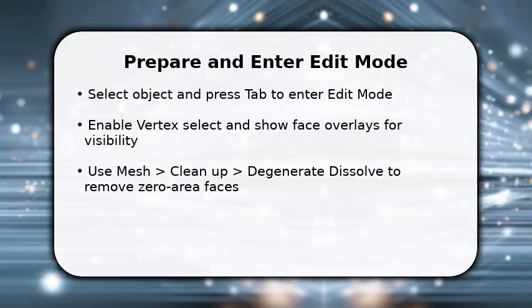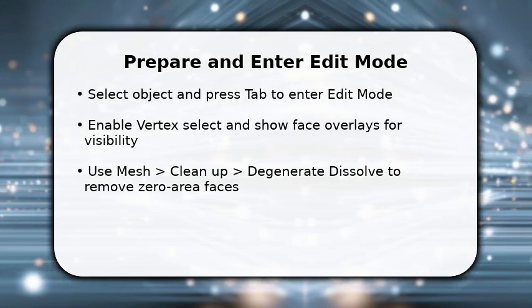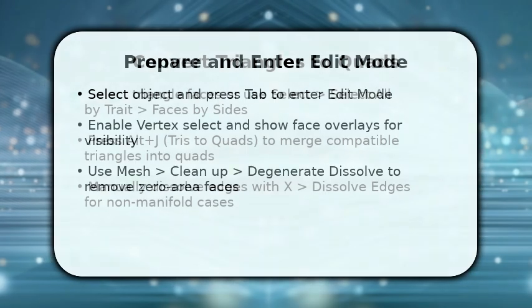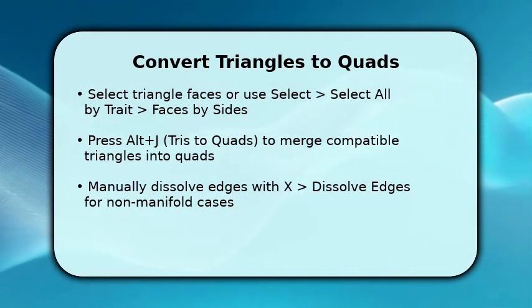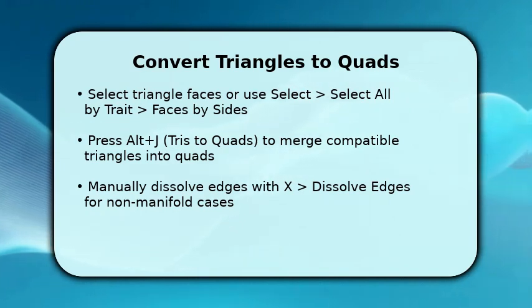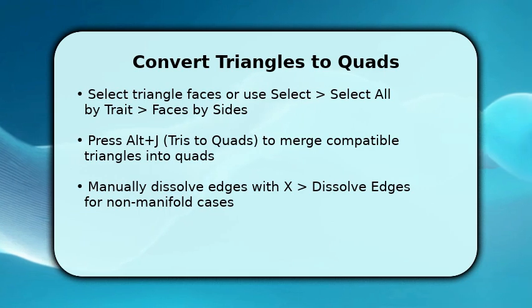Now focus on converting triangles into quads so topology flows better. You can select problematic faces manually, or use Select > Select All by Trait > Faces by Sides to pick triangles automatically. Once selected, press Alt+J to run Tris to Quads. Blender attempts to merge triangle pairs into quads based on angles.